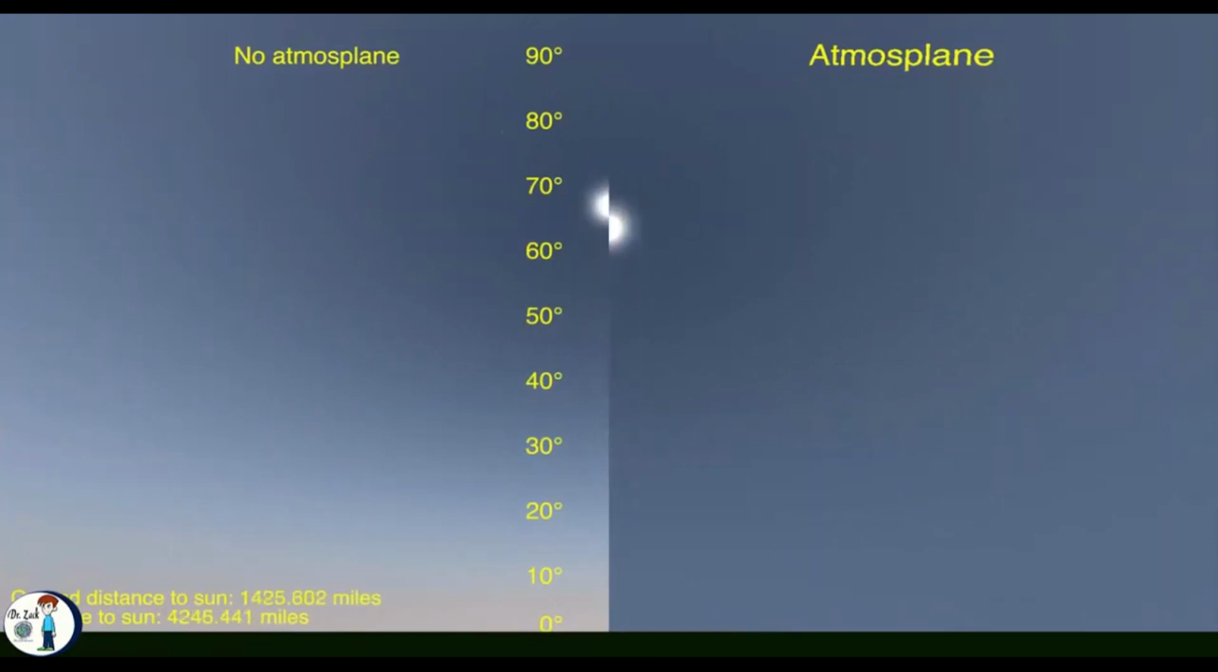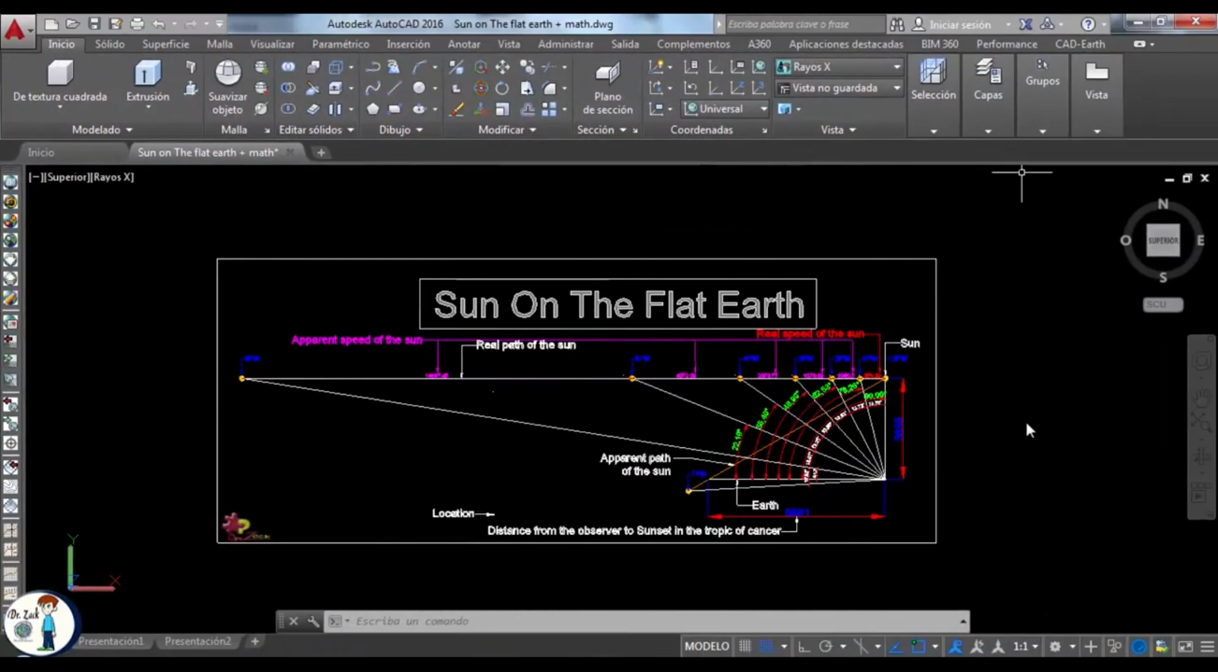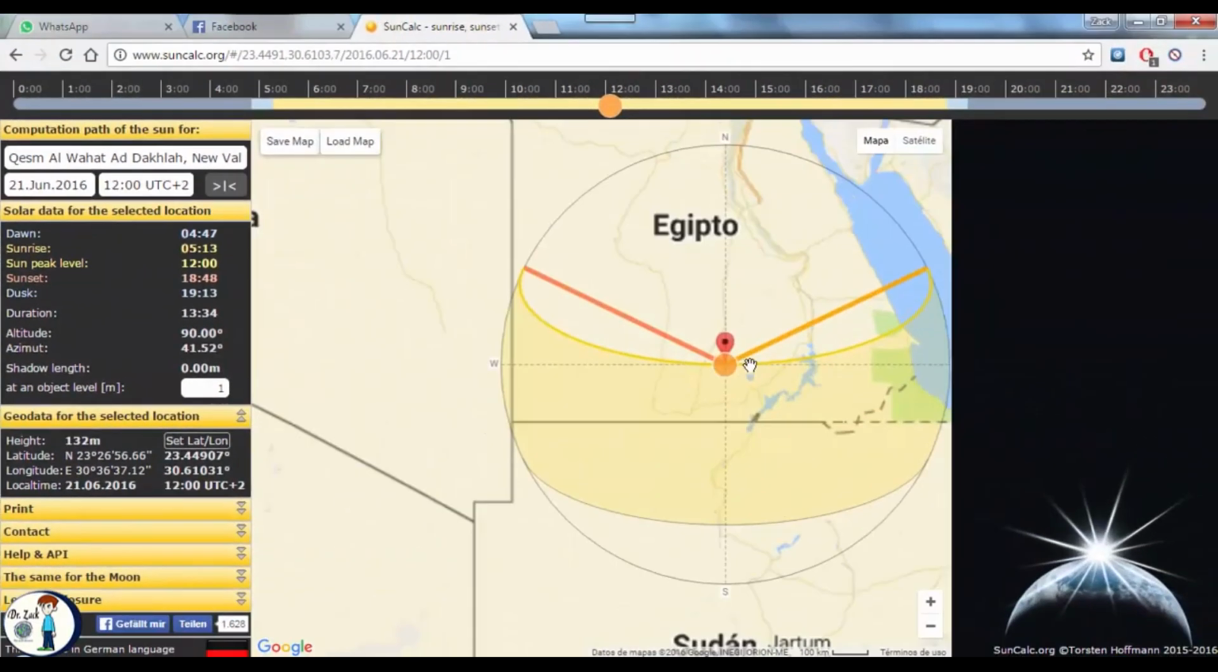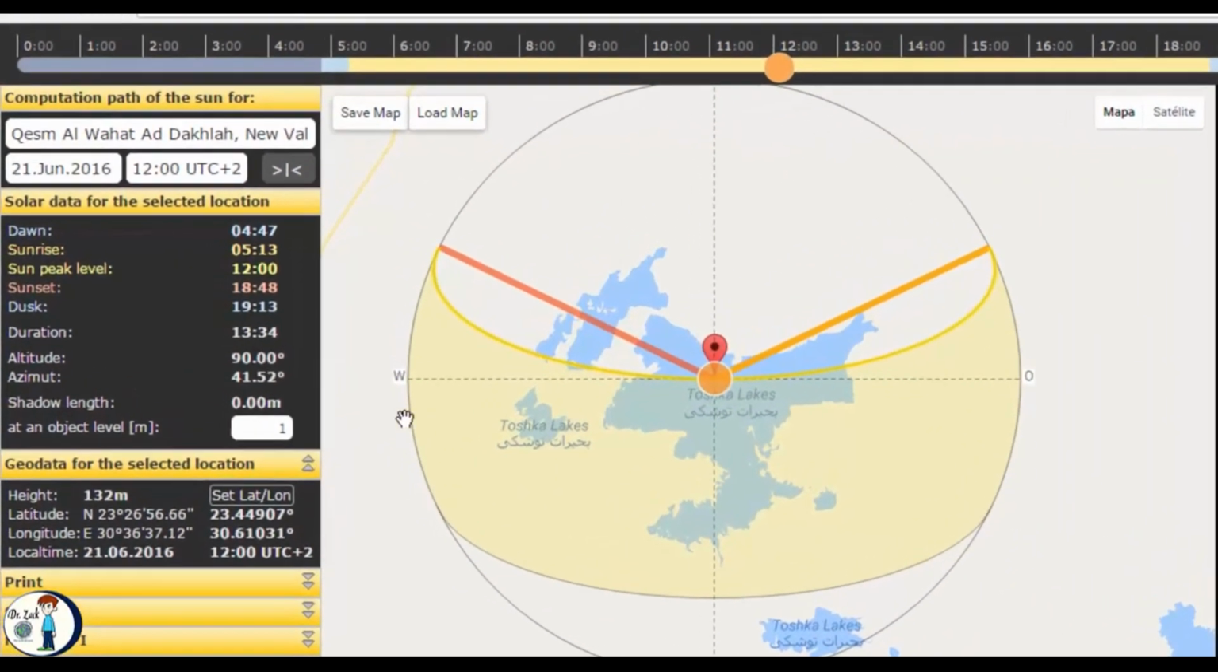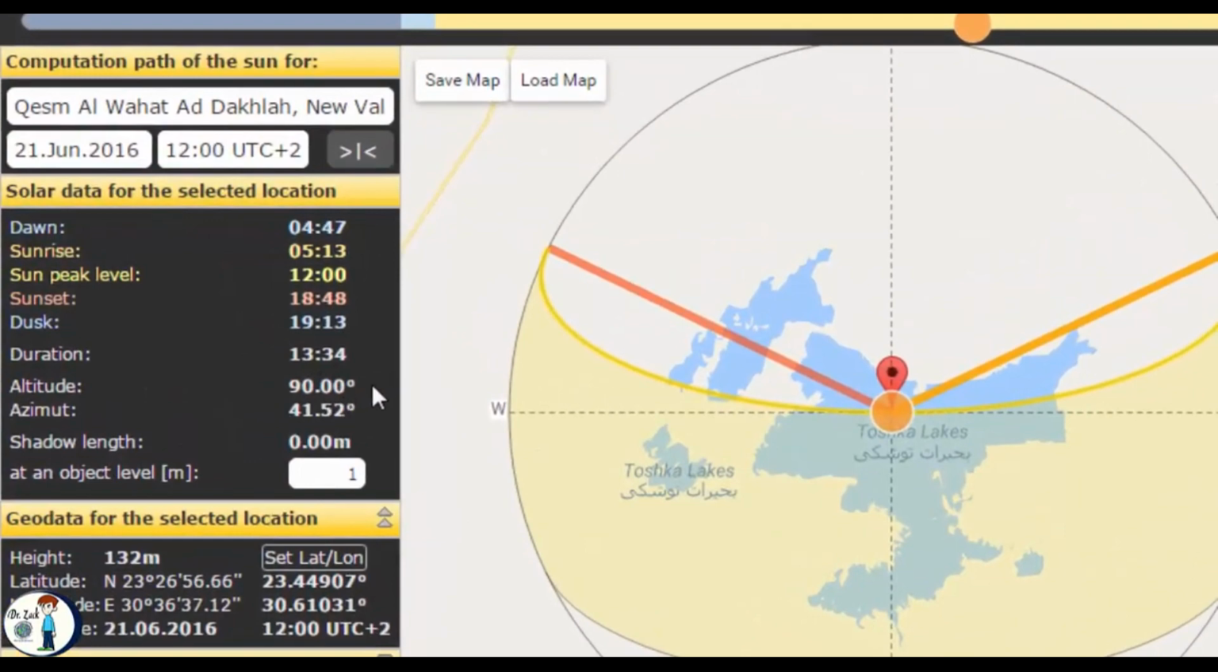The more they rise, the closer they get, and when they are 90 degrees, the refraction is 0. This is a diagram I made in AutoCAD with the real elevation angles of the sun that we get from suncalc.org. This is the location and dates that I used. You can try that yourself.